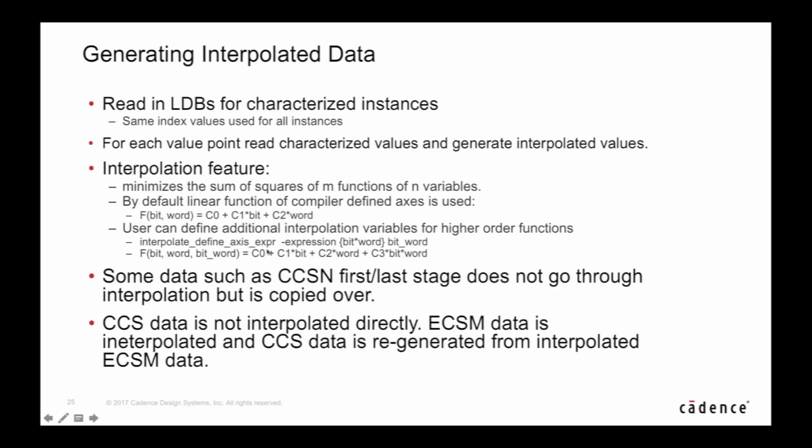We build an equation, a function based on the data that we have from the characterized side, determine the coefficients, and then after we have that, pump through all the data to generate the interpolated libraries. There are some arcs that we do not do interpolation on, for example CCS noise arcs, but everything else, including CCS data, is interpolated. In the case of CCS data, it's not interpolated directly. We do a derivation to get to a voltage waveform, interpolate on that, and then integrate back to get current.